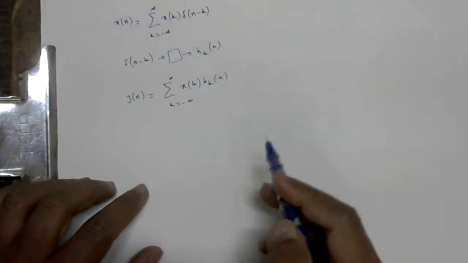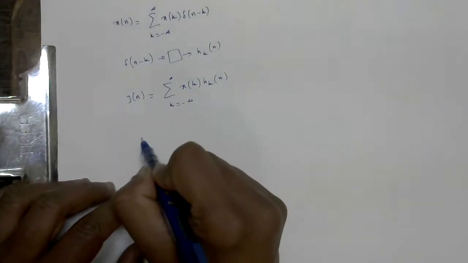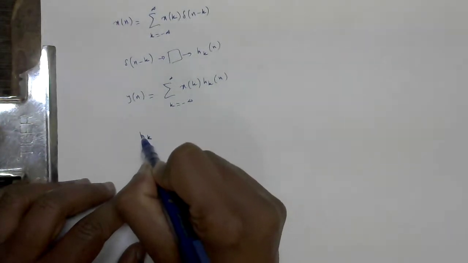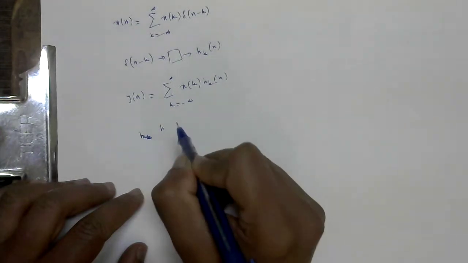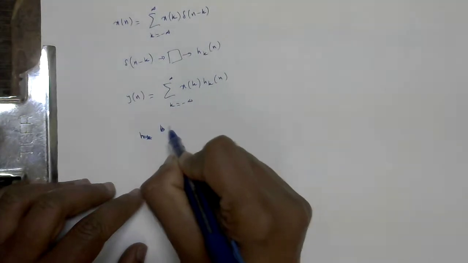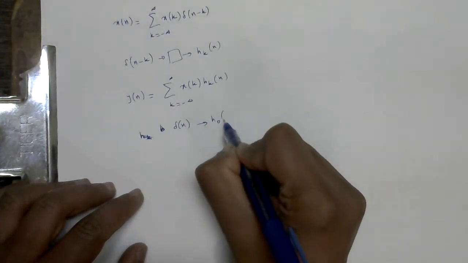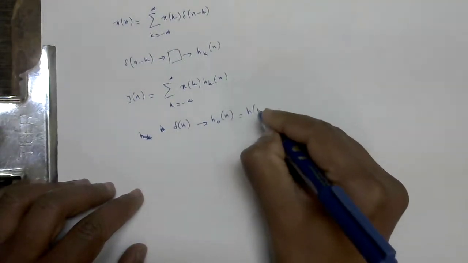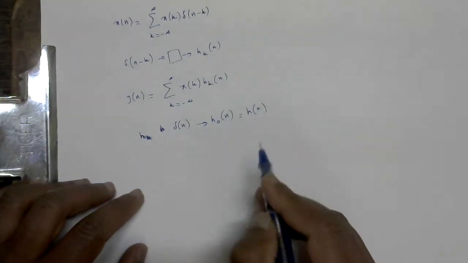Now in addition to linear, if the system is also time invariant, then let us call the response to the delta function at 0 as follows. If you have a delta of n, the response is now going to be h_0 of n. Let us call this h of n. So h_0 of n, I'm calling it h of n.